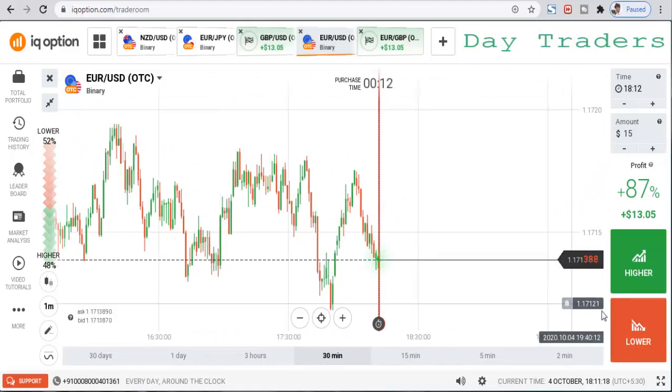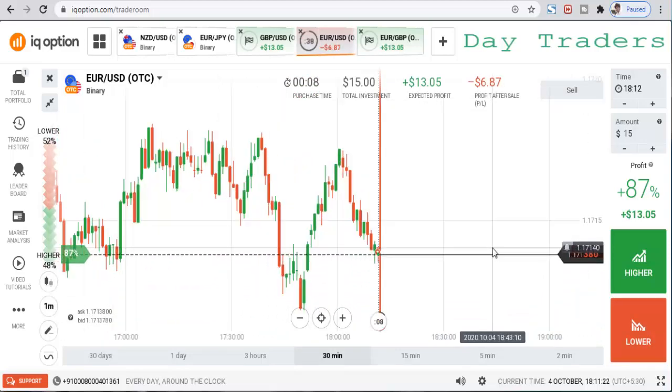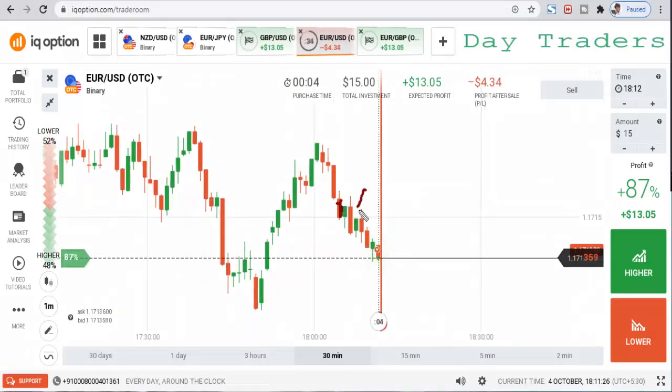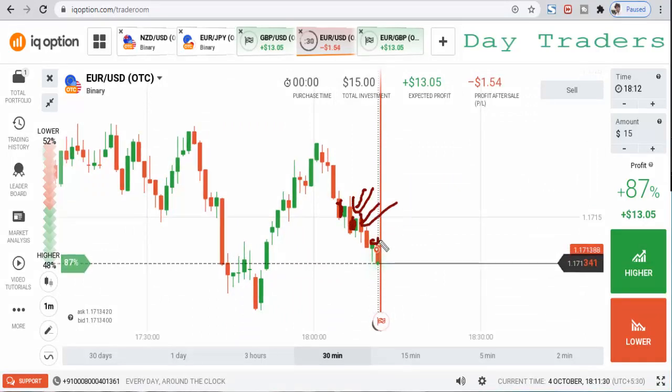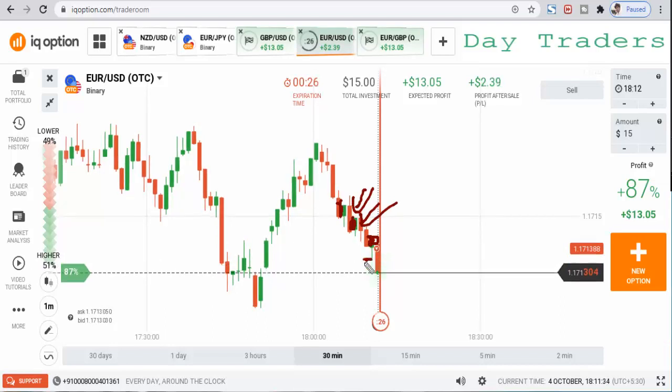And this is a buyer's area. Okay, no problem. I'll place a lower option. You can see this is a single candle, some seller's entry. After this seller's entry there is another single candle, and this candle also makes a new low. Okay, so that's the reason I will place a lower option.